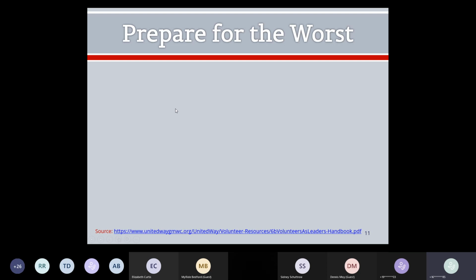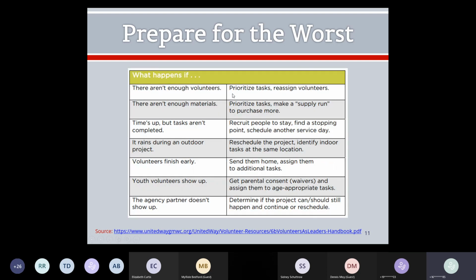So this chart that's also in our resources, I thought would be really helpful to look at. It covers things to consider as possibilities that could go awry, or things that may come up as we do either our daily work or even on the day of an event or a fundraiser. So there aren't enough volunteers. This has happened so many times. So we really have to prioritize our tasks.